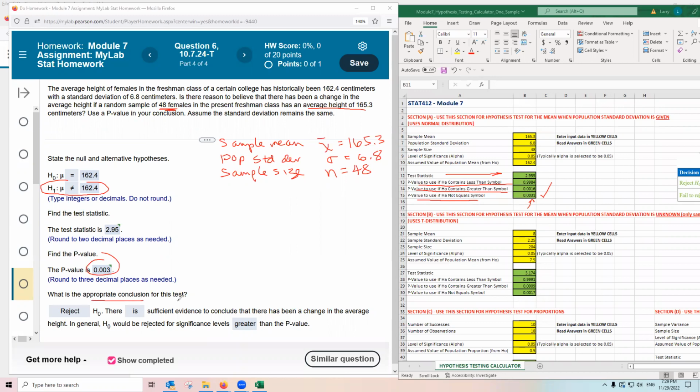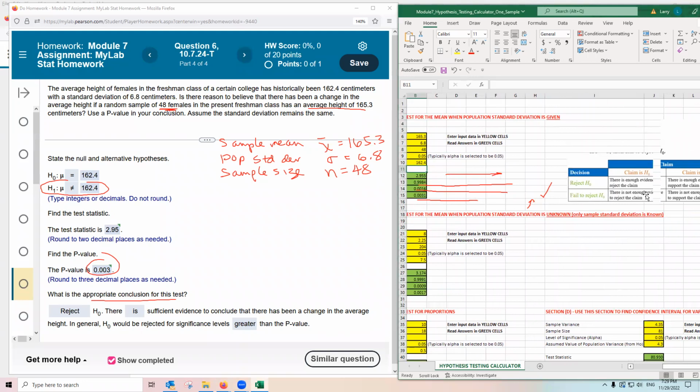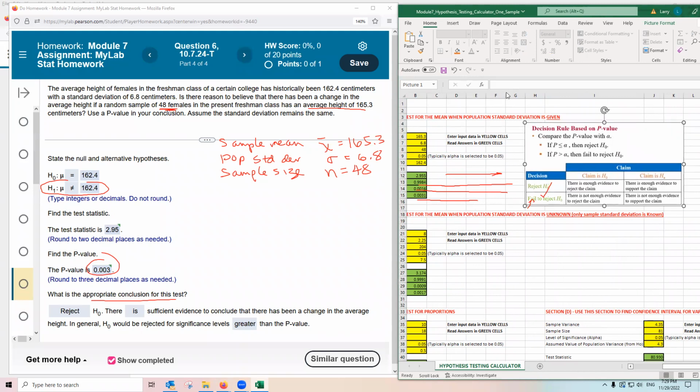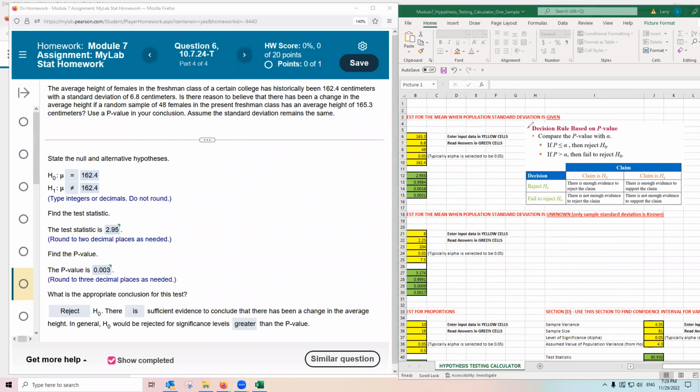I have to go and answer the question, what's the conclusion here? Do I reject the null hypothesis or fail to reject the null hypothesis? Well, let me scroll over here on this calculator and go to the decision rule we need. So here is the decision rule. What it says is, let me clear a little of this here. It says compare the p-value with alpha.